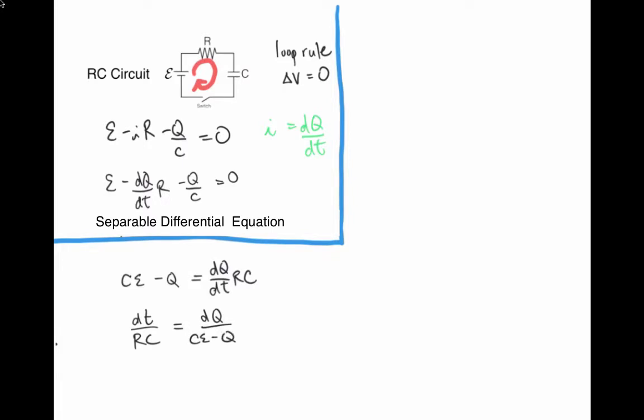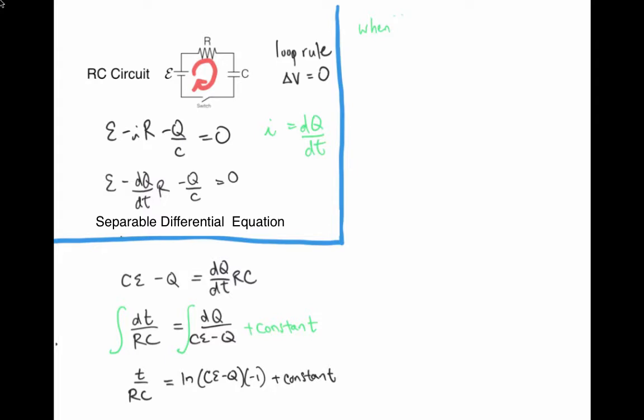The variables are now separated, and I can add some integral signs, remembering that because these are indefinite integrals, I'll need to include a constant term. I'm avoiding using the label C for constant because I've already used it for capacitance. Integrating both sides gives t over RC is equal to ln of CE minus Q, multiplied by -1 because of the chain rule, plus a constant.